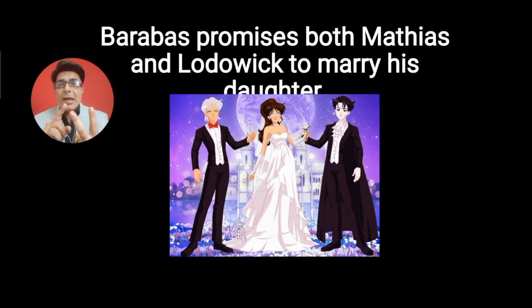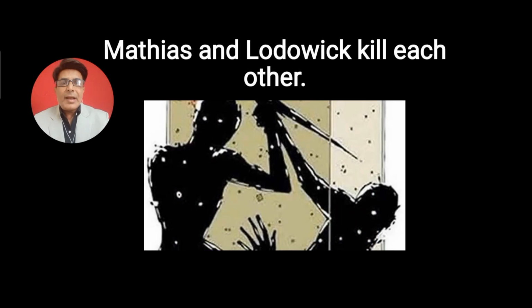In the second act, Barabbas meets two gentlemen, Matthias and Lodowick. Both were willing to marry his daughter Abigail. So he promises both of them that he will manage to get them married to his daughter. But unfortunately, he plans something in which Matthias and Lodowick kill each other, because they both wanted to marry the single girl, the beautiful daughter of Barabas. So this is how Barabas succeeds in killing these two young men, Matthias and Lodowick.